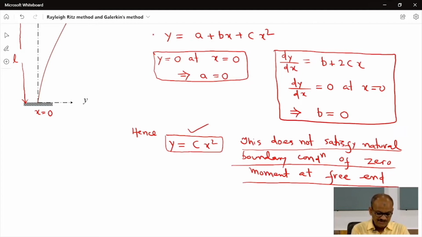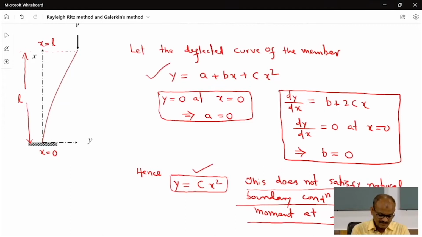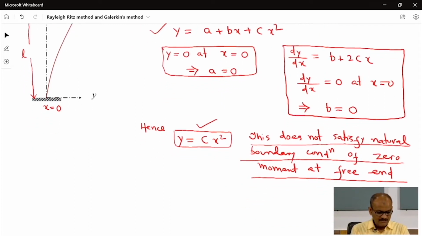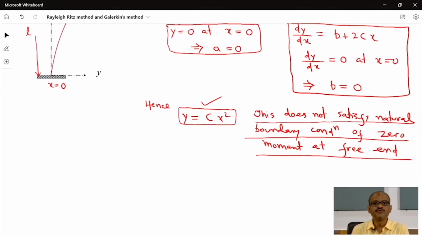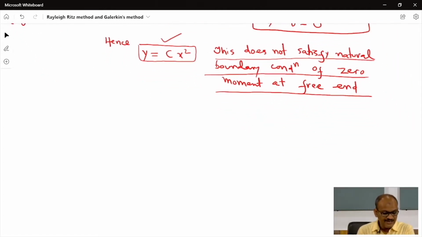Here the assumed deflected shape got reduced to y is equal to cx square, and in the Rayleigh-Ritz method the next step is to find the total potential energy of the system. Then we will minimize the total potential energy from the principle of stationary potential energy. From that we can find the assumed constant which is left in this expression y is equal to cx square, that is c. So let us first start by finding the potential energy.